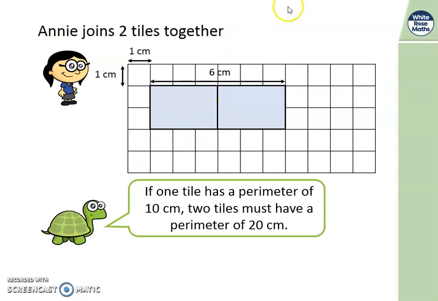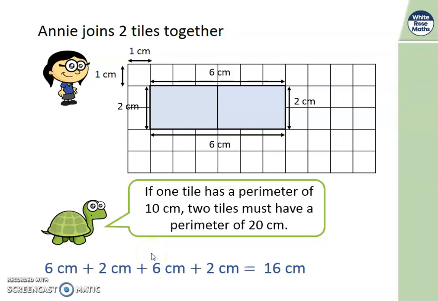Let's check by using our adding. That's 3 and 3 more makes 6. That's 2. That's 3 and 3 more making 6. And that's 2. 6 add 6 is 12. 2 add 2 is 4. And 12 add 4 is 16 centimetres. Tiny thought it was 20 centimetres. I wonder why it's not 20. Well, let's have a little look.